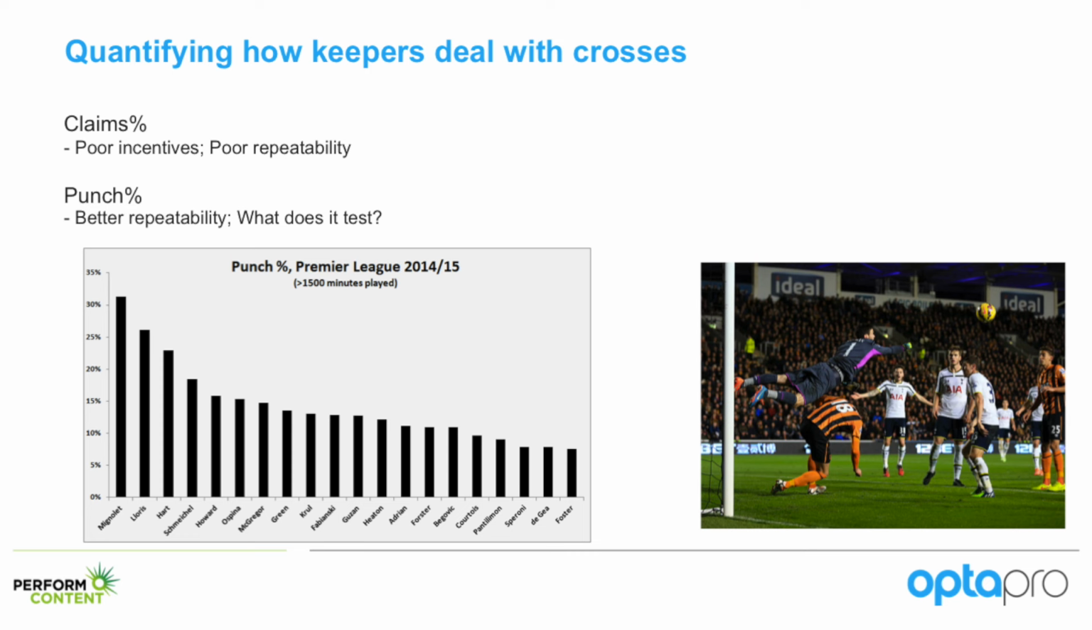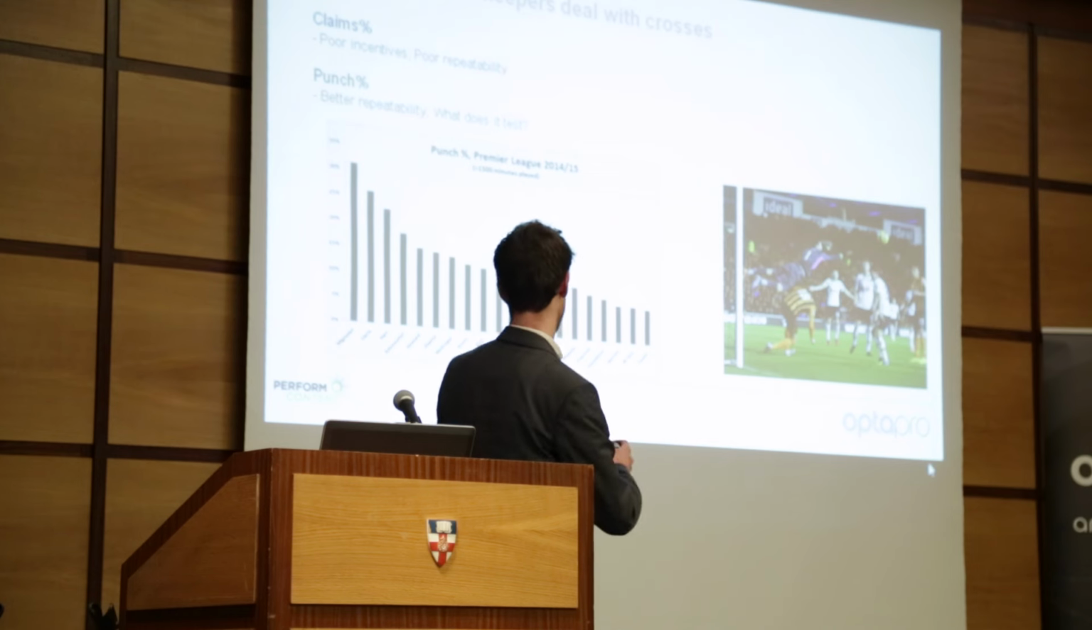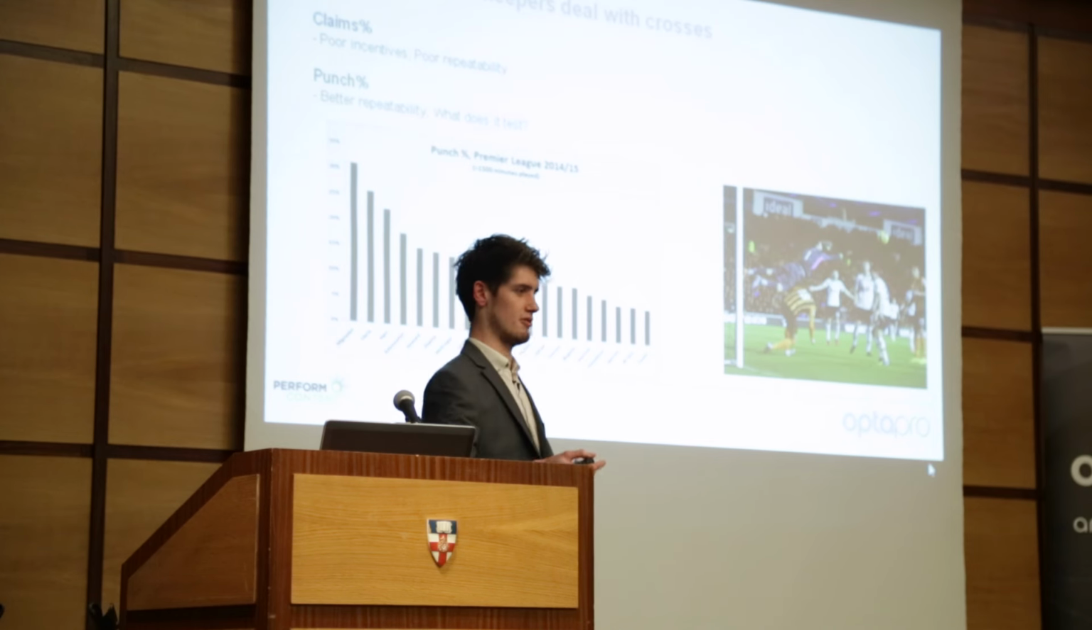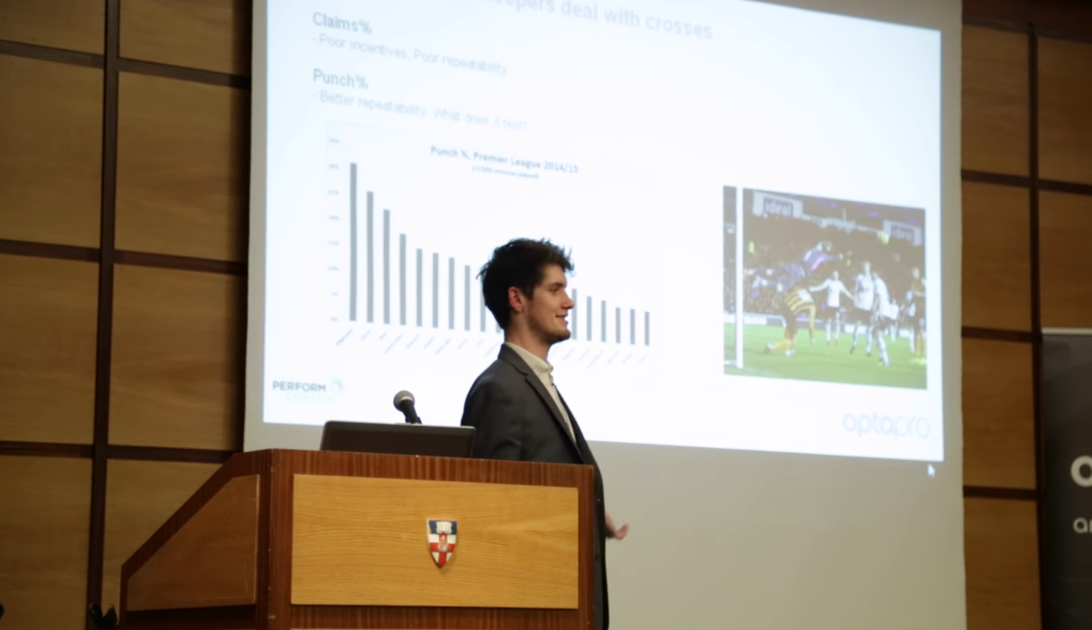How about punch percentage? Well, punch percentage has better repeatability. So in the 2014-15 season, Mignolet, Lloris, Hart and Schmeichel all punched a larger amount than average. And I think there's an R-squared of between 0.3 and 0.4 for this. That is statistically significant, and that shows that these people are likely to punch more in 2015-16 and into the future. But what does punch percentage test?